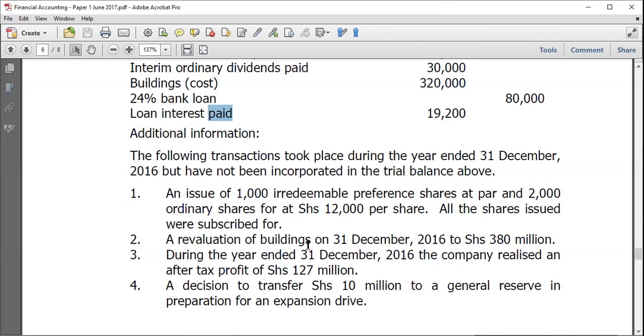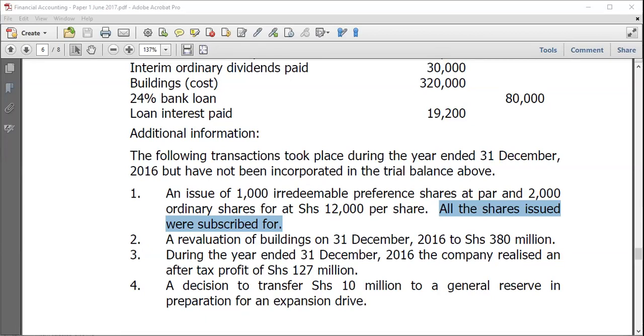All the shares issued were subscribed for. Okay. And we know very well right now, if you follow the news, you must be hearing that MTN shares were not fully subscribed for. So the company can actually issue shares to the public, and they might have either under subscription or over subscription of the shares.